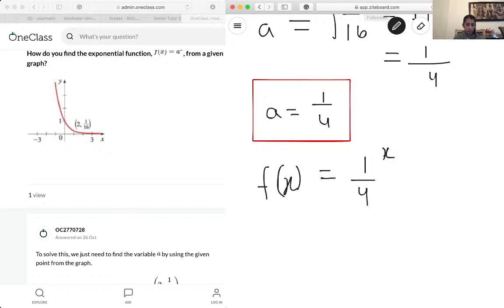Over here, if we look at 1, it is about a quarter. We can try it with x being 0, and 1 to the power of 0 is 1 and 4 to the power of 0 is 1. So our function at x equals 0 would be 1, which is right over here. So that's how we know that this is correct, and that would be our final answer.